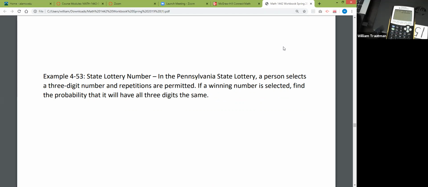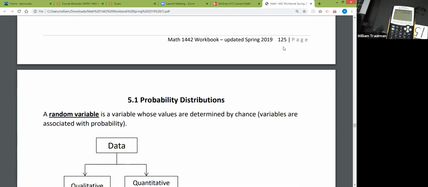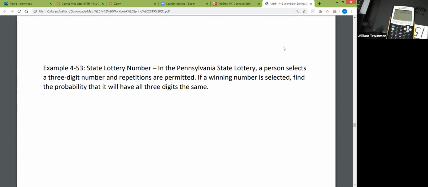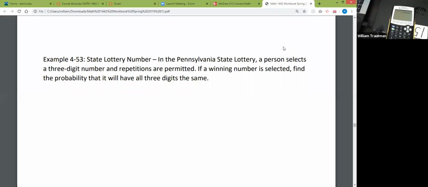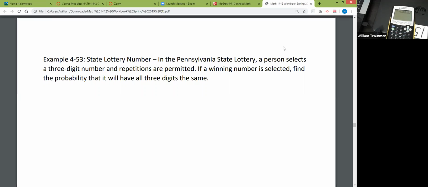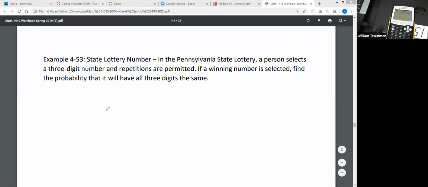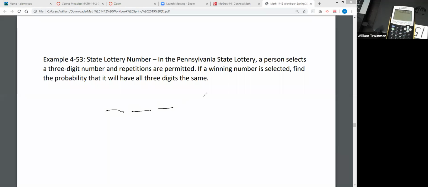All right, so let's look at this 53. This is our last one for the day. State lottery. In a Pennsylvania state lottery, a person selects a 3-digit number. So here's a 3-digit number, right? Like 1, 2, 3 is a 3-digit number, 123.